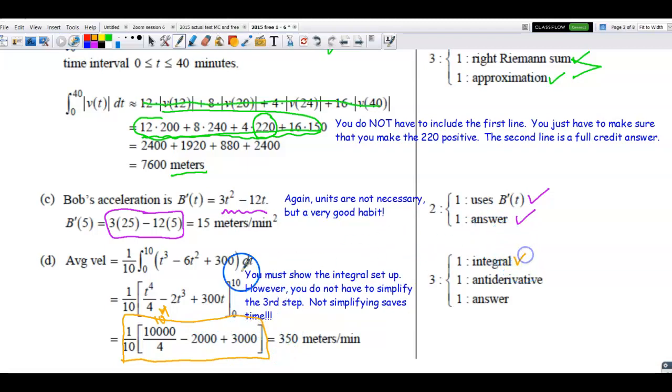1 point for the integral, so that is this portion right here. 1 point for the correct antiderivative, so that's saying that you reverse the power rule correctly, and then 1 point for your answer, simplified or unsimplified.